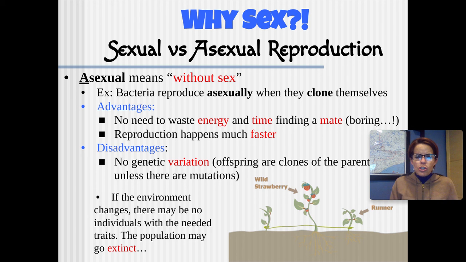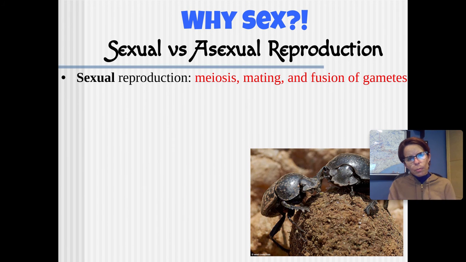So it says if the environment changes, there may be no individuals with the needed traits to survive those changes. The populations are more likely to go extinct. So asexual reproduction is efficient, but there are more risks with it. Sexual reproduction includes meiosis and then mating and then the fusing of the gametes.